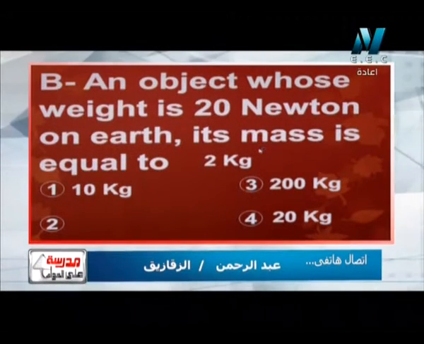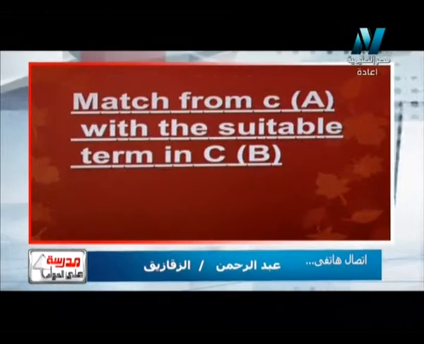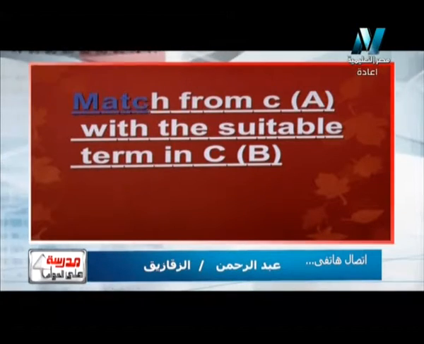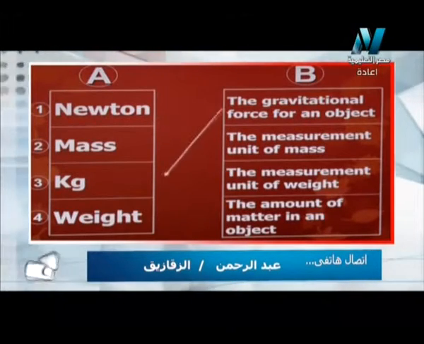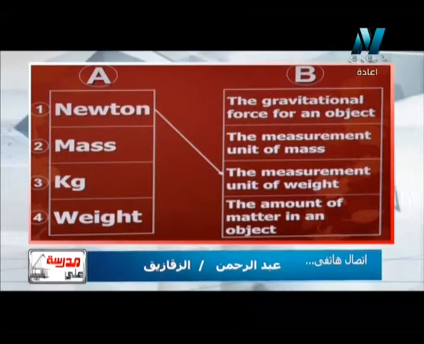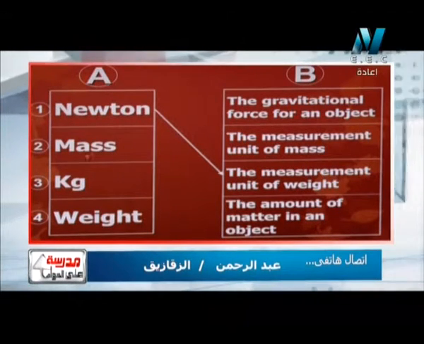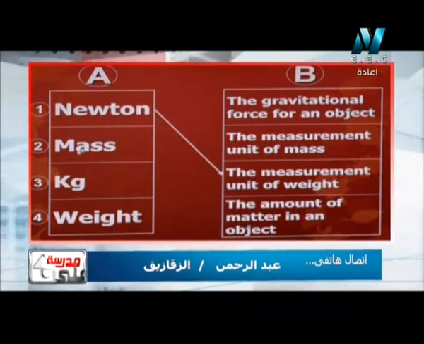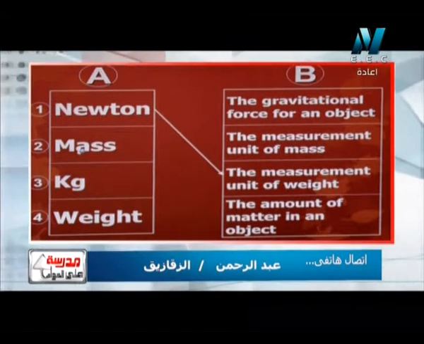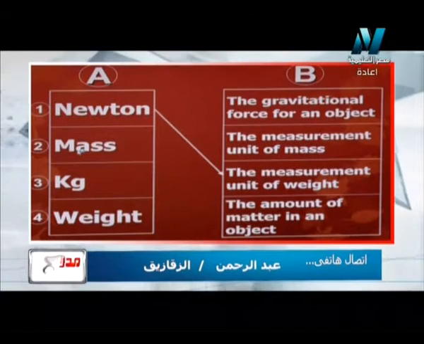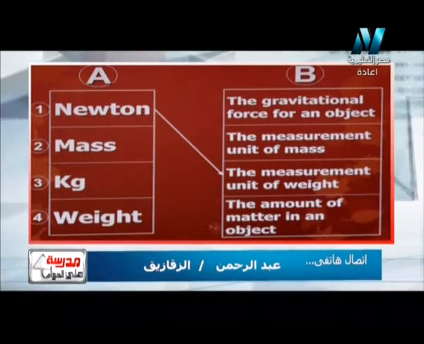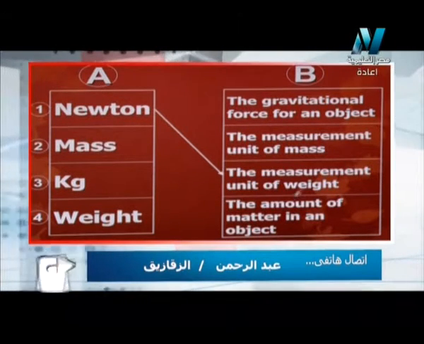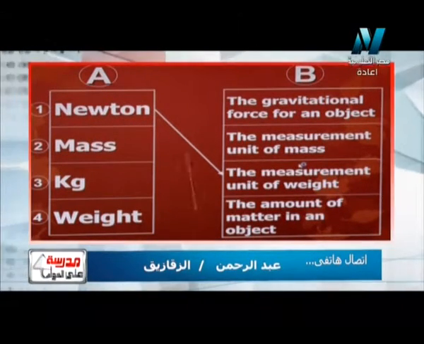اسأله سؤال أخير كمان. سؤال أخير يا عبد الرحمن. Match from column A that's suitable from column B. نيوتن is the measurement unit of weight. What about mass؟ What's meant by mass يا عبد الرحمن؟ لا أنا عايز what's meant by mass. Definition of mass. The amount of matter in an object. So it will be the last sentence. It will be the amount of matter in an object.